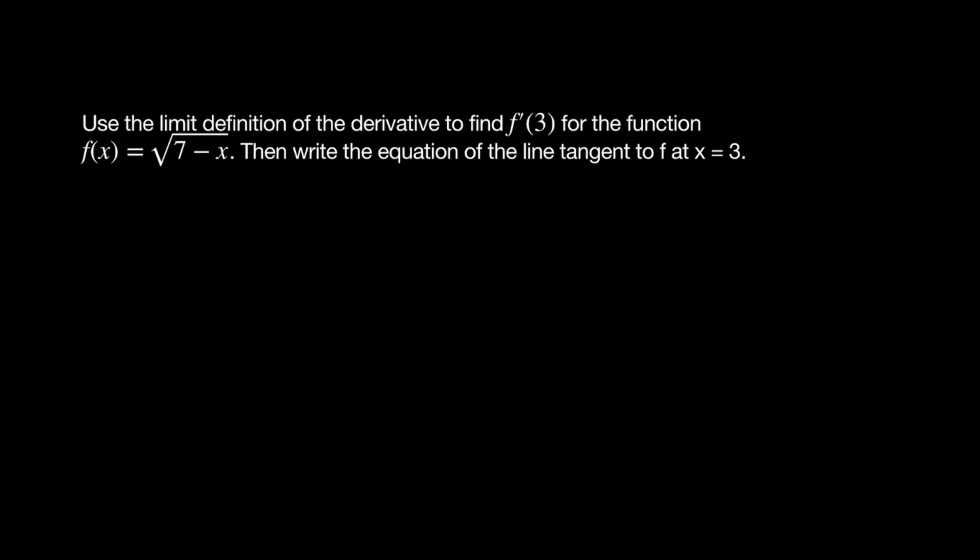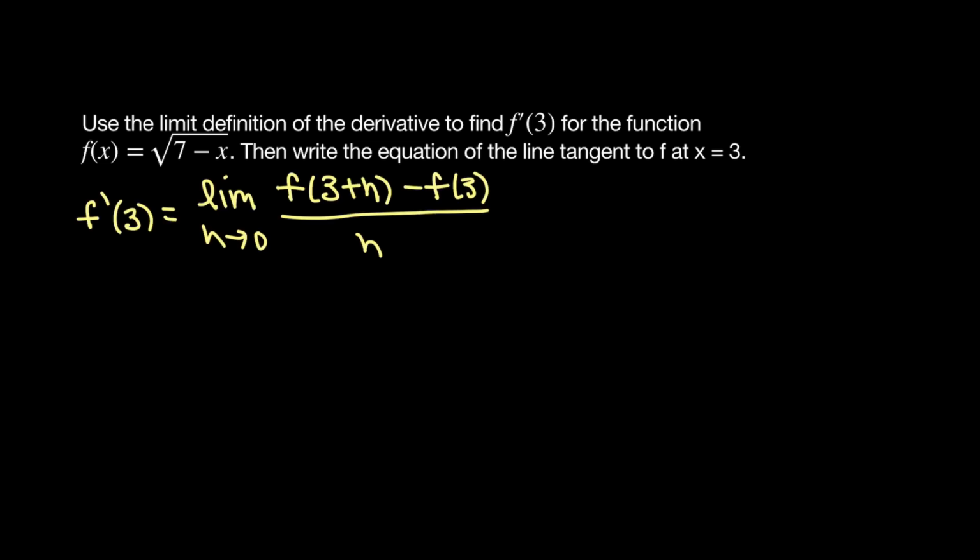So let's use the limit definition of the derivative to find f prime of 3 for the function f of x equals the square root of 7 minus x. Then we'll write the equation of the line tangent to f at x equal 3. So f prime of 3 is asking me for the slope of the tangent line. So I'm going to use my limit definition, and I'm going to find the limit as h goes to 0 of f of 3 plus h minus f of 3, divided by h. The 3 is my a value.